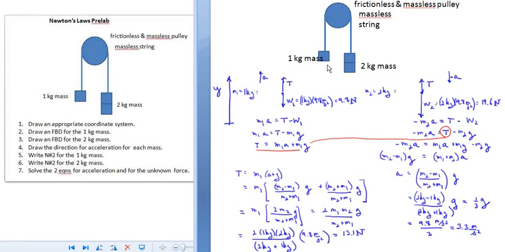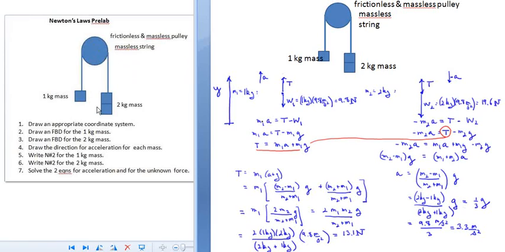Okay, this is a YouTube video on the Newton's Laws prelab that we're going to be doing next week. Over on the left here, there's a synopsis of the prelab. The situation is that there are two masses hanging from a string, one on one end of the string, one on the other end, that go around a frictionless and massless pulley.